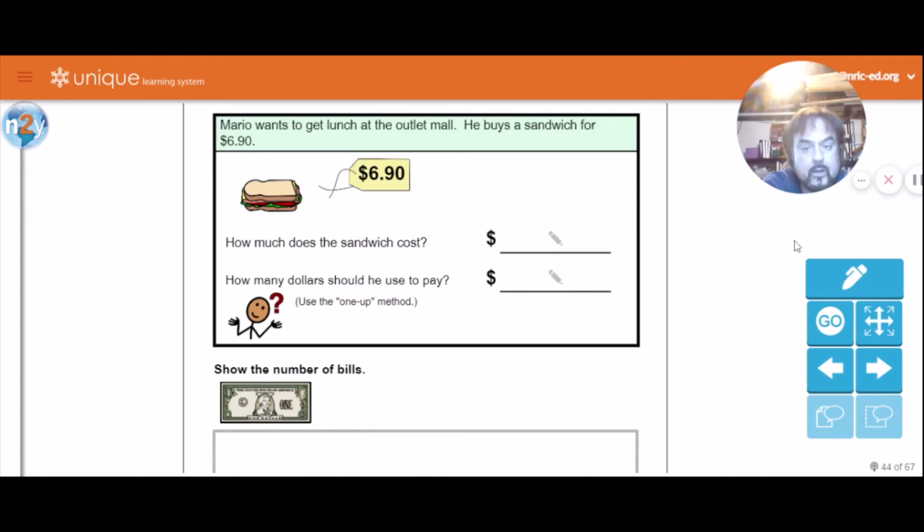All right, now in this next part, we're going to be using the $1 up strategy, okay? Which is so important. So, if you have something that costs $6.90, you can use $7 to pay for that, because the seventh dollar will cover the 90 cents. You can pay 90 cents by using a dollar and you'll get change back, a dime.